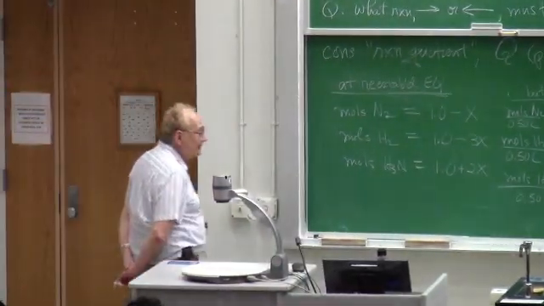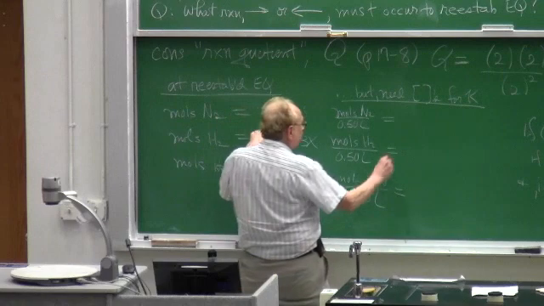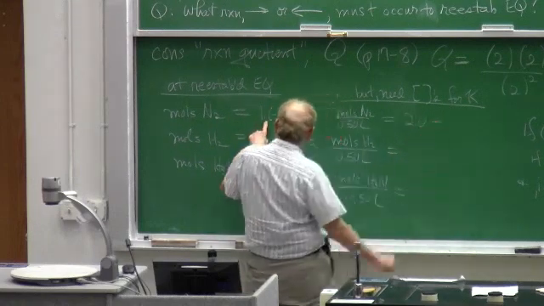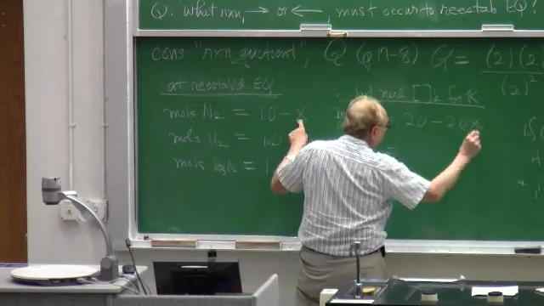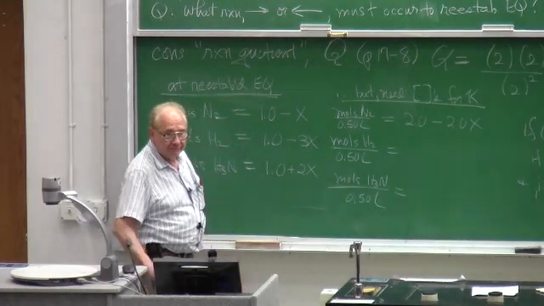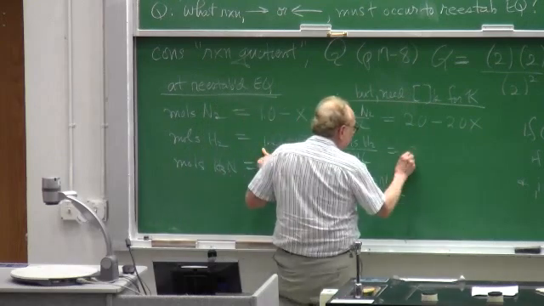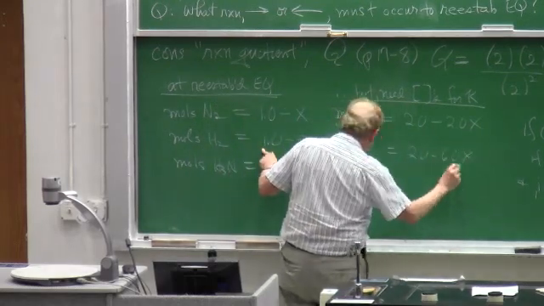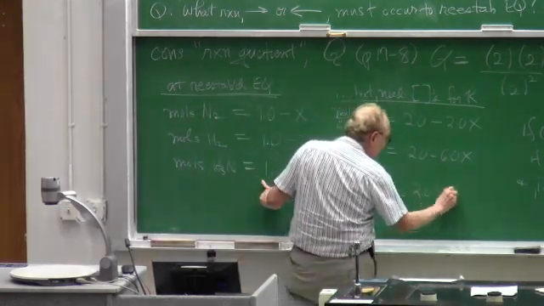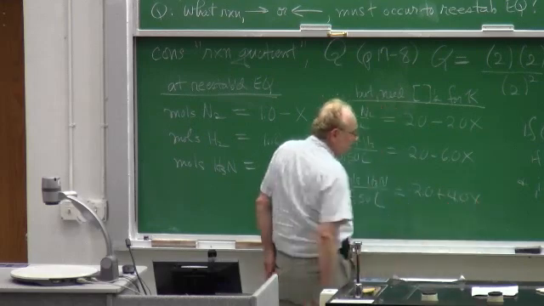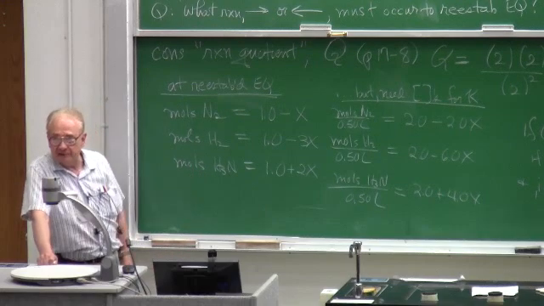So, in my mind's eye, I'm going to divide this by 0.50 and get 2.0. The coefficient on x is 1. And there's my concentration for nitrogen. 1.0 minus 3x gives me 2.0 minus 6.0x. And 1.0 plus 2x gives me 2.0 plus 4.0x. Now all we've done is some very simple arithmetic.